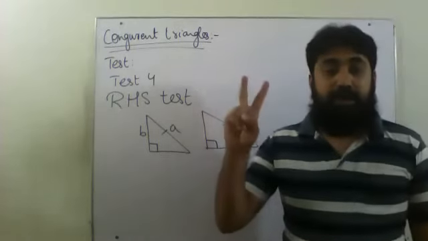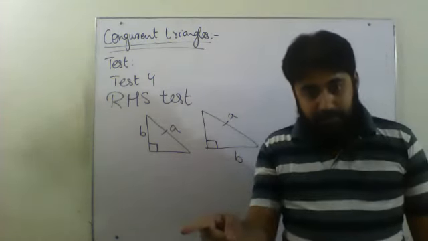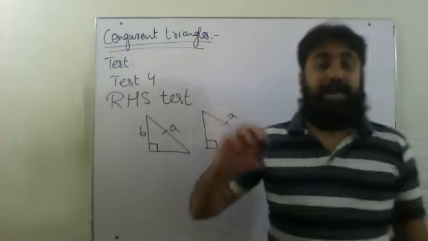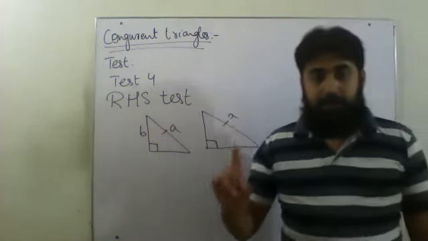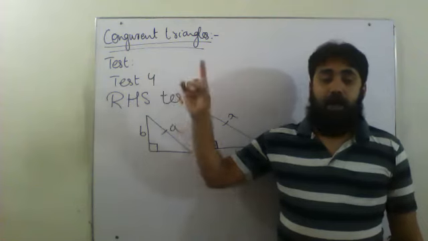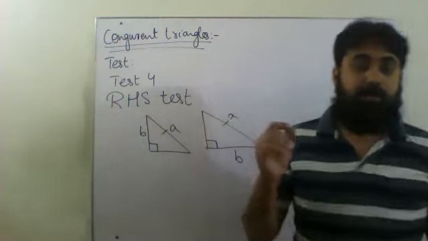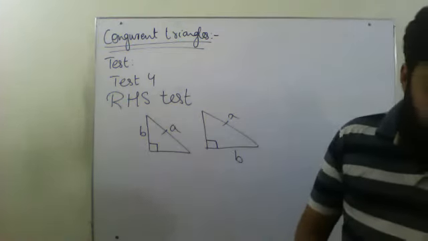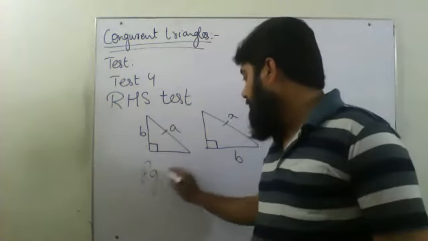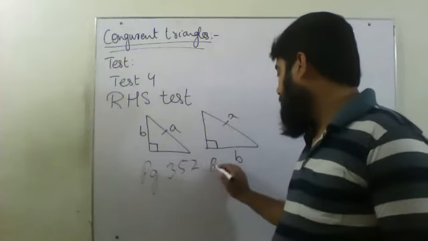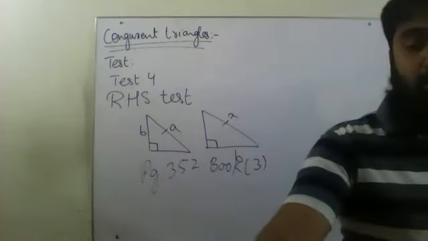If two triangles are right angle triangles, their hypotenuses are the same, and other than the hypotenuse, any one side is also equal to the corresponding side of the other triangle, then it means I'm fulfilling the RHS test, and both triangles are congruent. Okay, so the statement is given on page number 352 of book 3. The example is given over here.